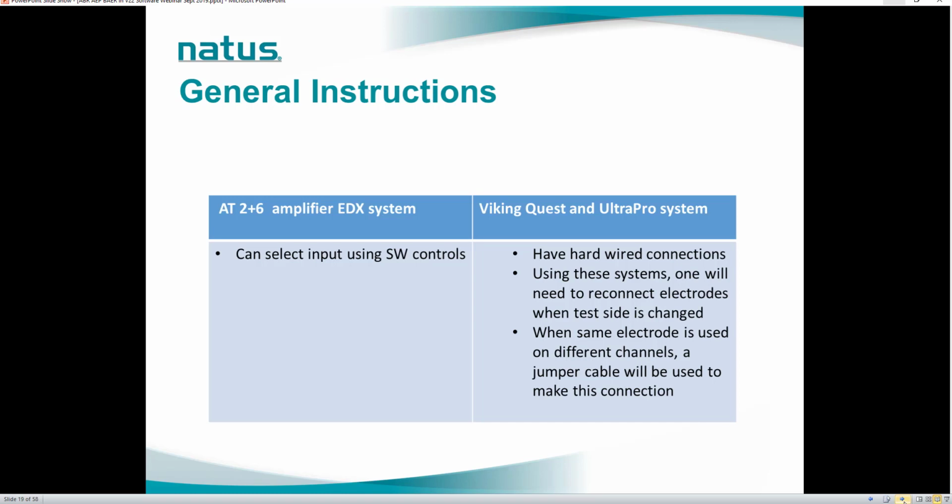So just some difference between the hardware system. So here we are looking at the AD2+6 amplifier EDX, and this can be used to select their inputs using the software controls, very convenient. Viking Quest and Ultra Pro, they are slightly different because they have hardwire connection. So if you use this system, one will need to reconnect the electrodes when tested site is changed. And when the same electrode is used on different channels, a jumper cable will be needed to make this connection.